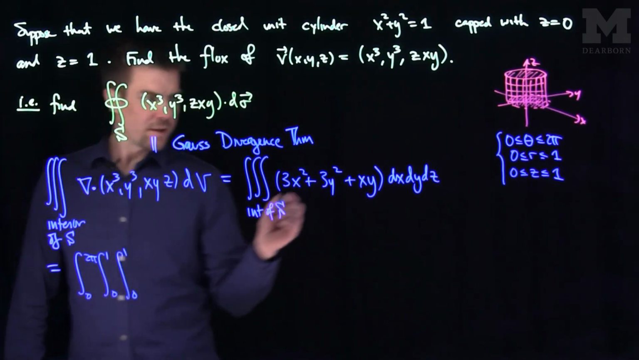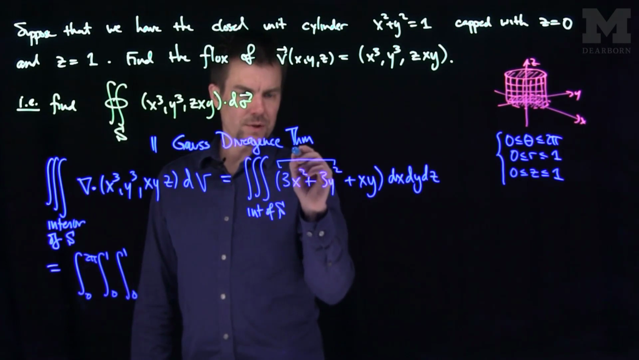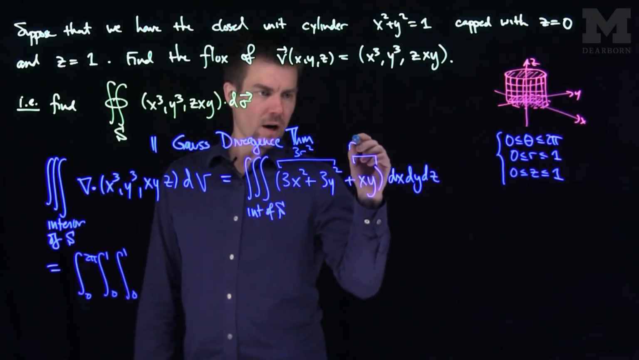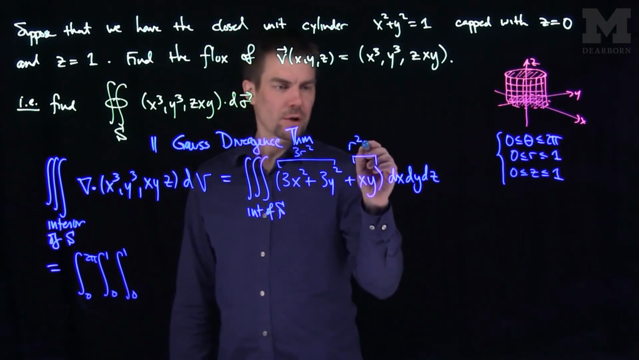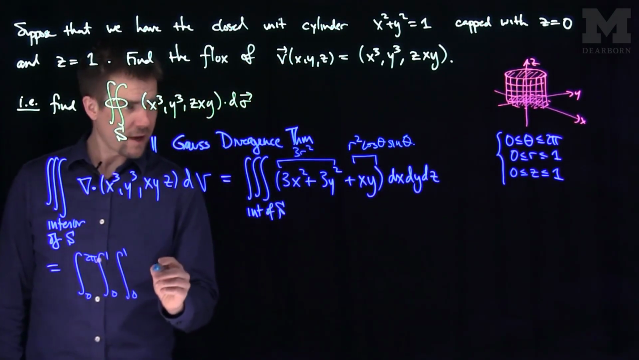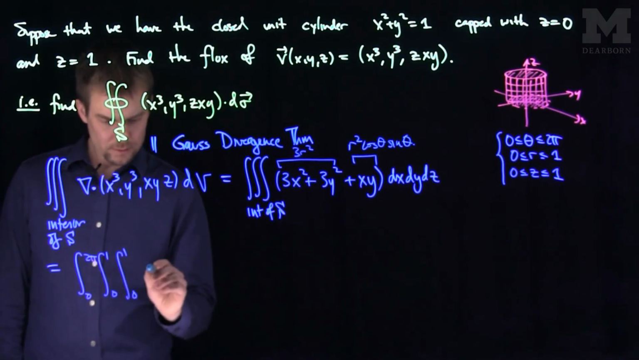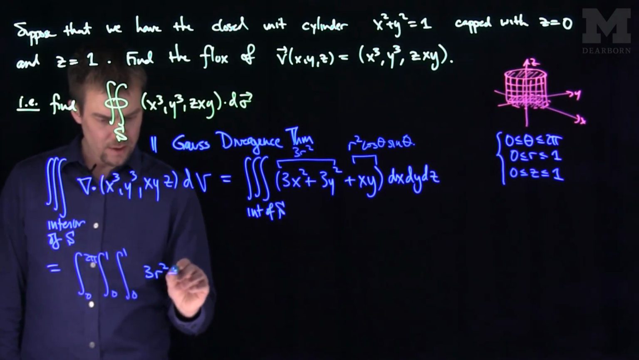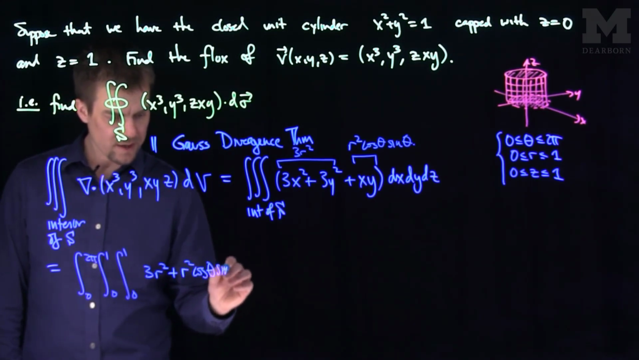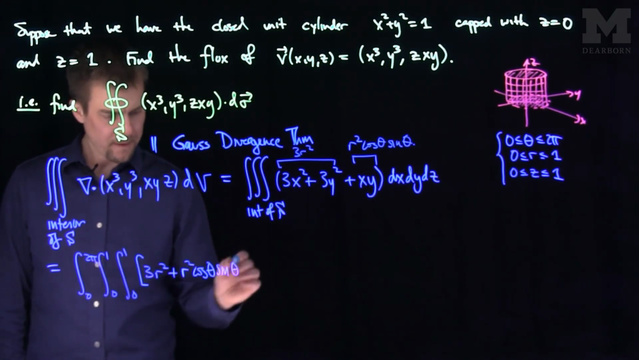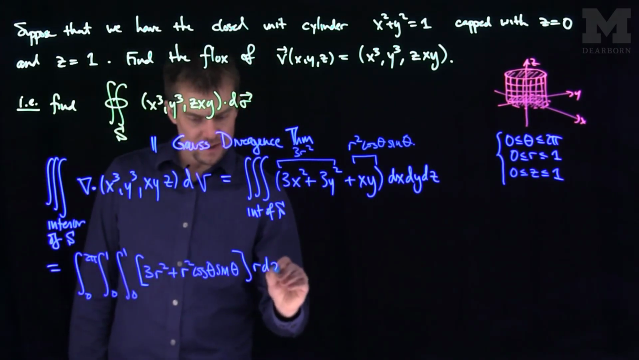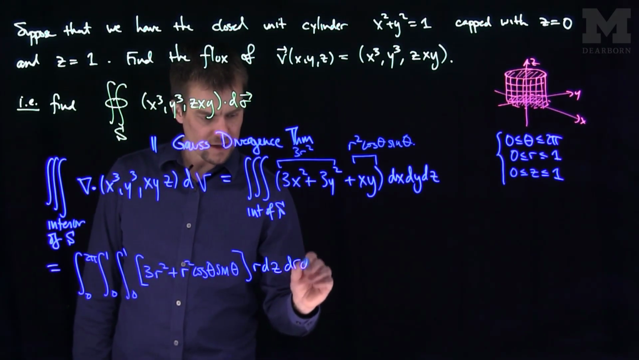Then we'll have a what? Then this 3 times x squared plus y squared is really 3 times r squared. And this thing over here is going to be r squared times cosine theta times sine theta. So we're going to have 3r squared plus r squared cosine theta sine theta. And then we need to put in the Jacobian, which is r dz dr d theta.